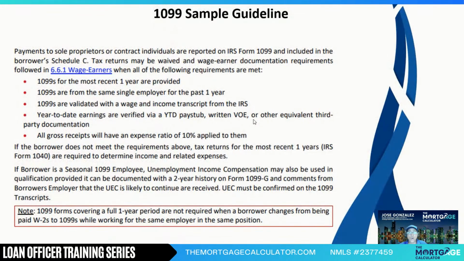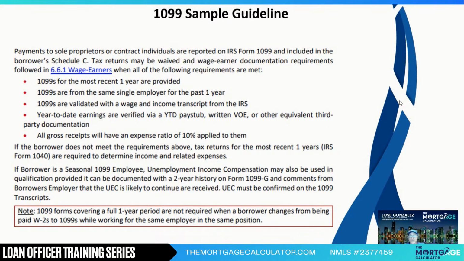So let's go over here now, sample guideline here, so that we can break it down, because I did touch on some points here, but I want to break them down line by line. So notice here, payments to sole proprietors or contract individuals are reported on IRS Form 1099. I already went over that, and included in the borrower's Schedule C.